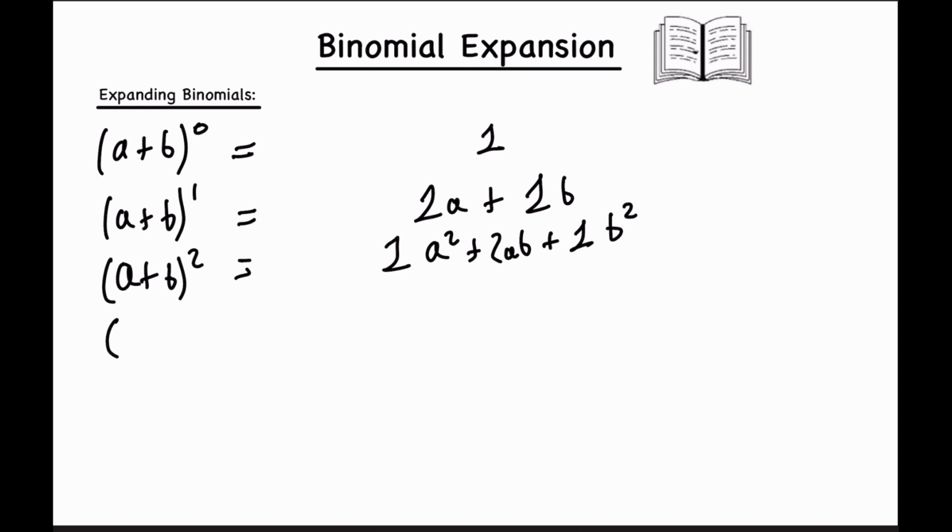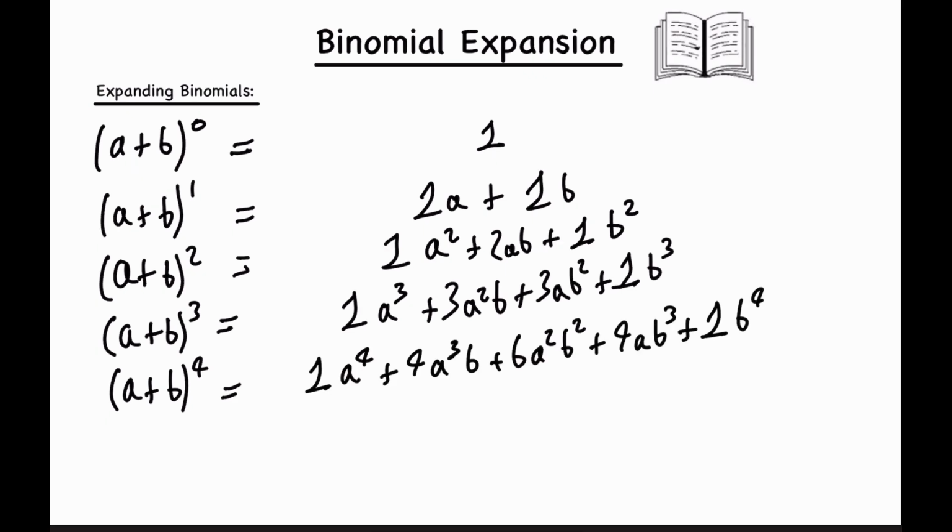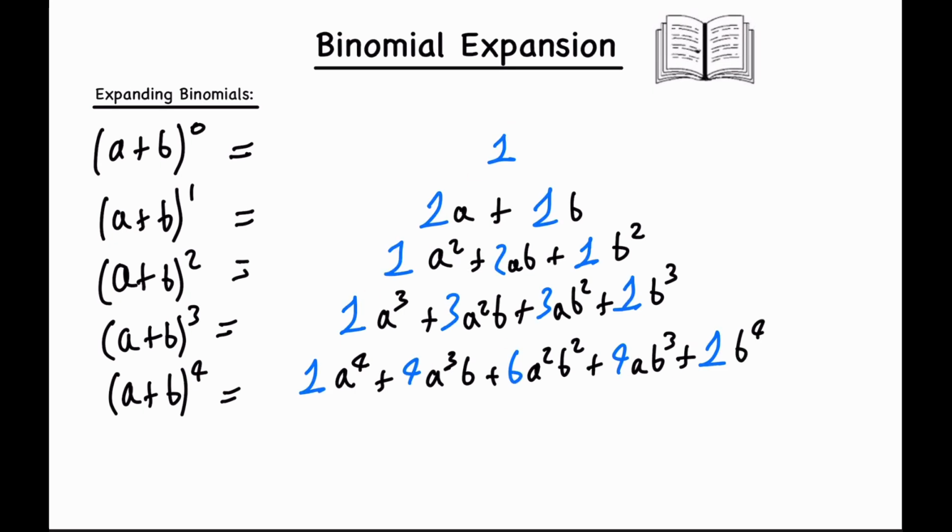Now if we do this for a plus b to the power of 3, and then one more time for a plus b to the 4, let's see what common trends we can get from this. First of all, let's look at the coefficients. As you can see, the coefficients seem to follow some sort of triangular shape, and this is what we call Pascal's triangle. We'll go into more detail later on.